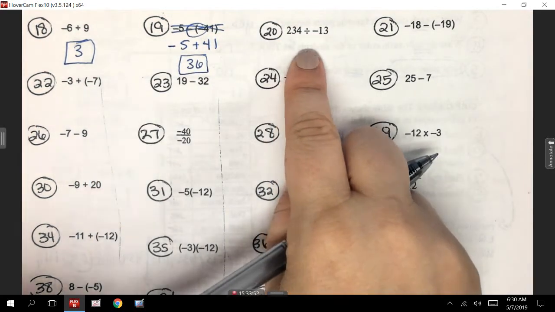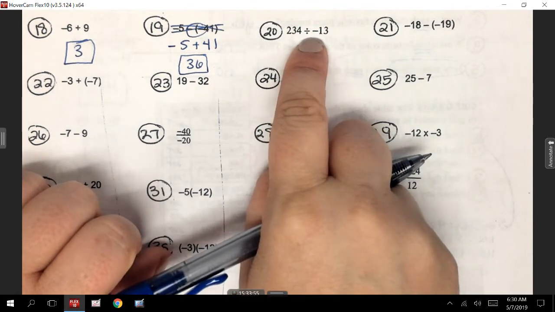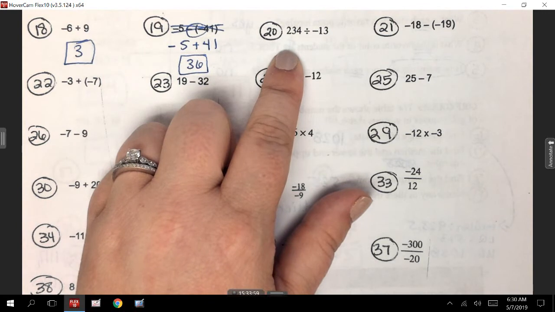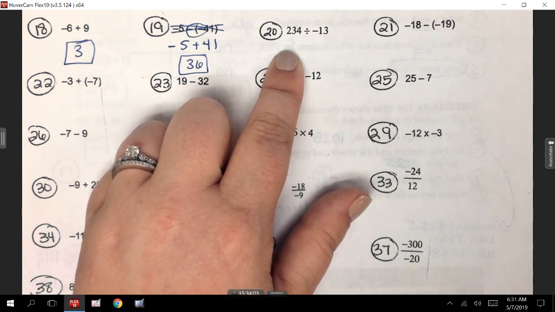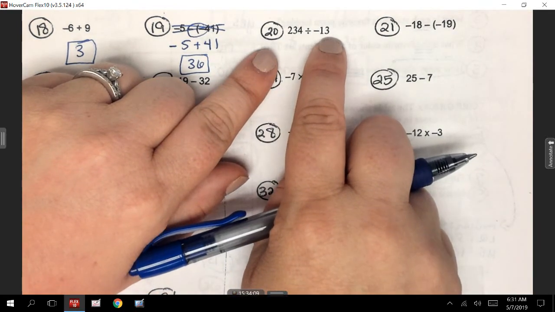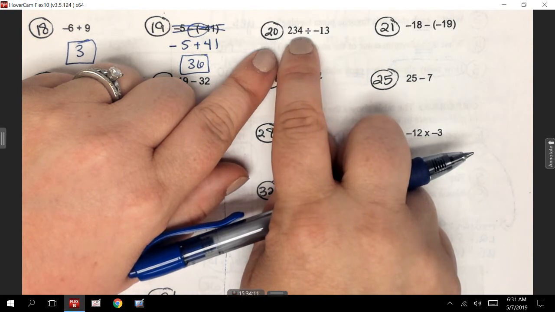All right, these are mixed in a little bit more, so I'm switching to division now. Remember, I'm just going to divide like normal. So 234. I would write out my division, divide that by 13. When I divide that, I'm going to get 18. A really great way to do that is I know 8 times 3 gives me 24.